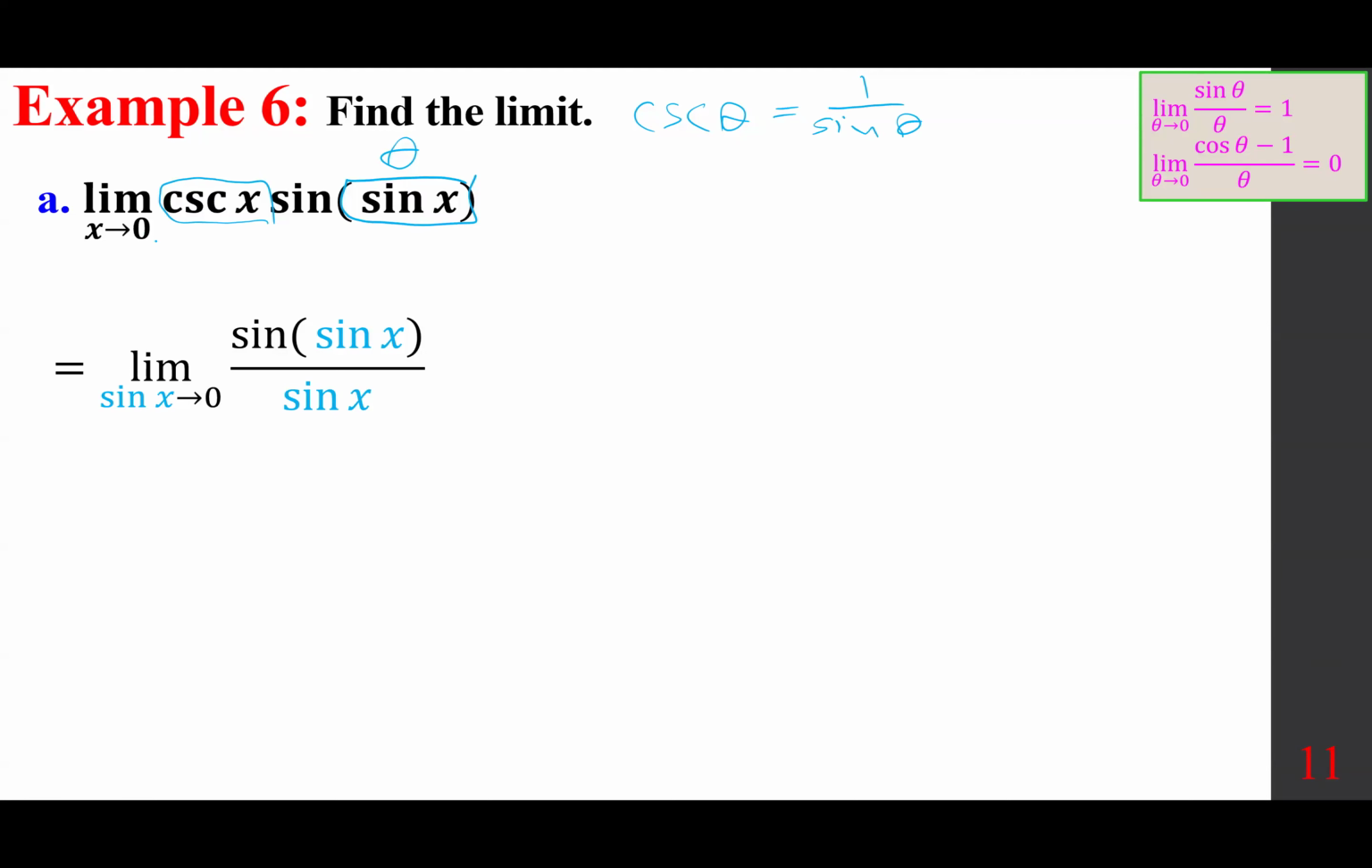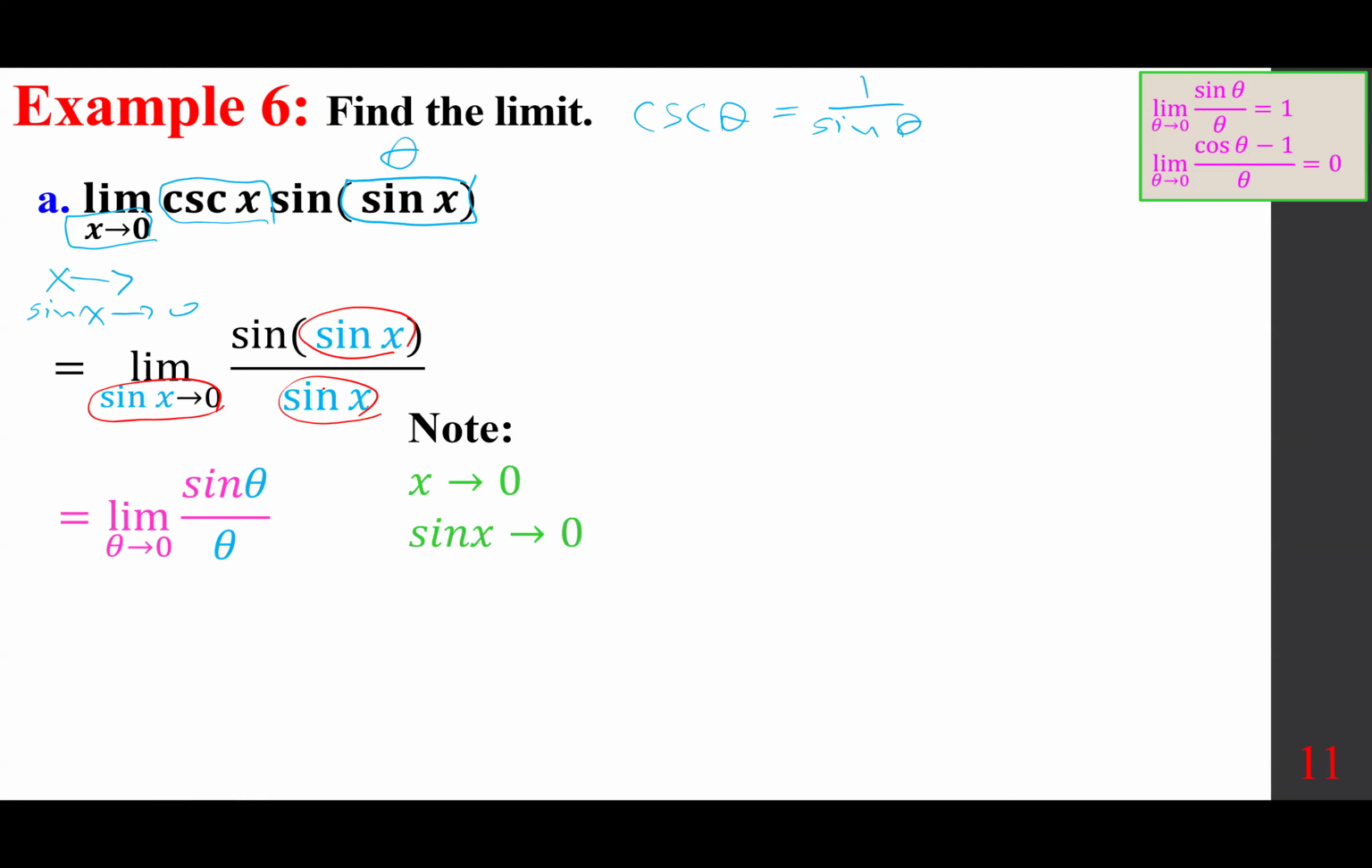And so when x approaches 0, that means sine x approaches 0. And look at this. This and this and this are identical. You can even change them to theta. As x approaches 0, so does sine x. So you can say sine of theta. So it's very straightforward, everybody. I hope you find it straightforward. And the answer is therefore 1.